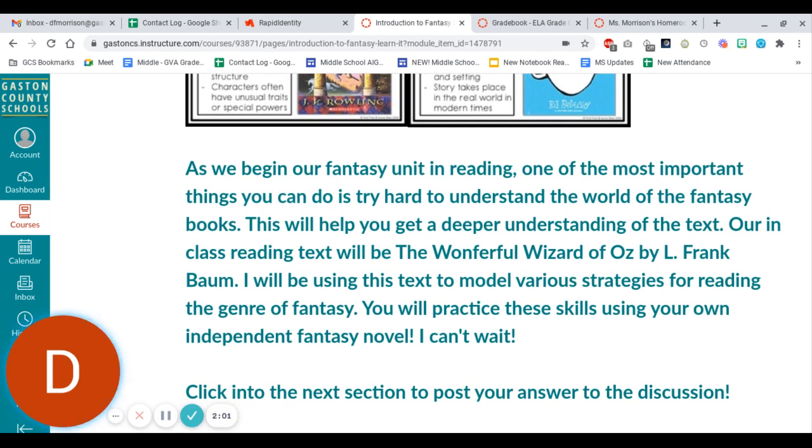As we begin this fantasy unit, one of the most important things you can do is to try hard to understand the world of fantasy books. This will help us get a deeper understanding of our text. Our in-class reading will be from The Wonderful Wizard of Oz by L. Frank Baum. It's a wonderful classical fantasy fiction book. I will be using this text to help model various strategies for reading the genre of fantasy, and you will practice these skills using your own independent fantasy novel.